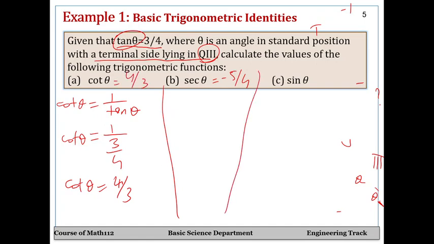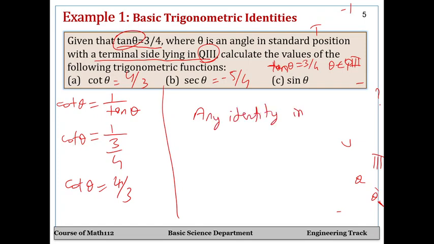Now let's look at the next part. Again, let's write here tangent is 3 over 4 and theta in Q3. We know these are given. And what about sine theta? Okay, how can we find sine theta? What is the relation between sine and tangent? Is there any identity involving sine theta and tangent theta?